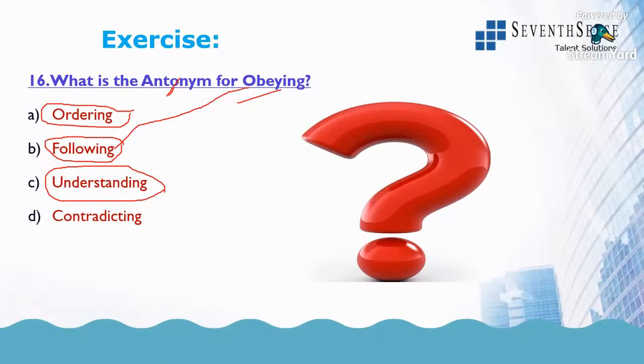What about contradicting? Contradicting is something which is against. For example, he is contradicting the rules means he is not following the rules. He is not obeying; he is against those rules. So contradicting gives the nearest opposite meaning to obeying. Contradicting is nothing but being against something. So option D will be the right answer.